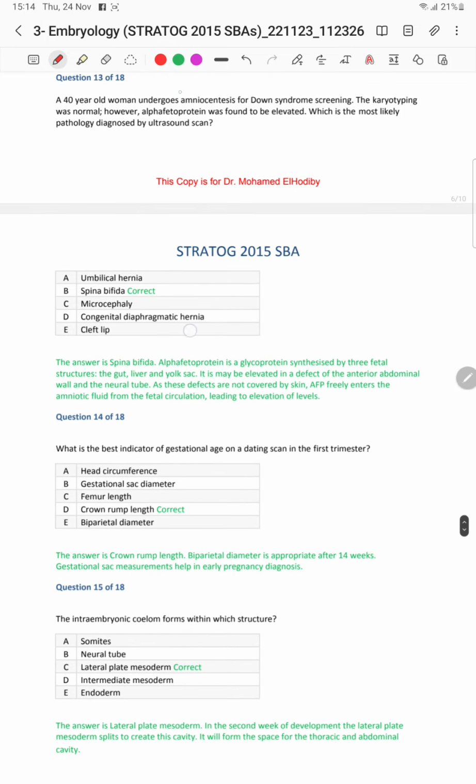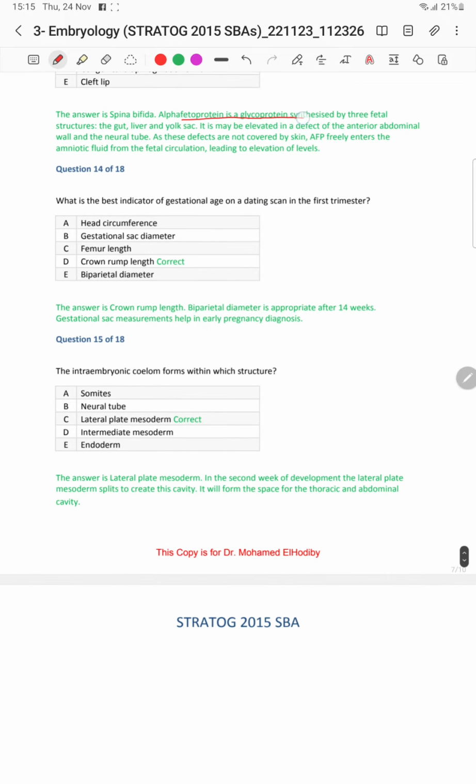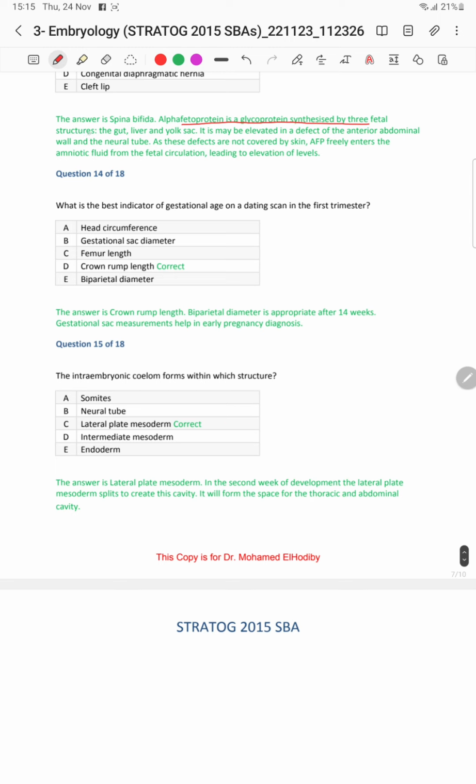Question number 13. A 40-year-old woman undergoes amniocentesis for Down syndrome screening. The karyotyping was normal. However, alpha-fetoprotein was found to be elevated. What is the most likely pathology diagnosed by ultrasonography? It is spina bifida. Alpha-fetoprotein is a glycoprotein synthesized by three fetal structures: the gut, the liver, and the yolk sac. It may be elevated in defects of the anterior abdominal wall and the neural tube, as these defects are not covered by skin. Alpha-fetoprotein freely enters the amniotic fluid from the fetal circulation, leading to elevated levels.